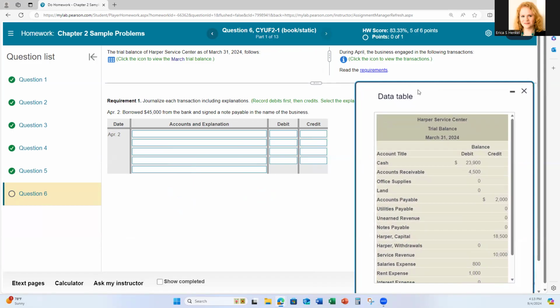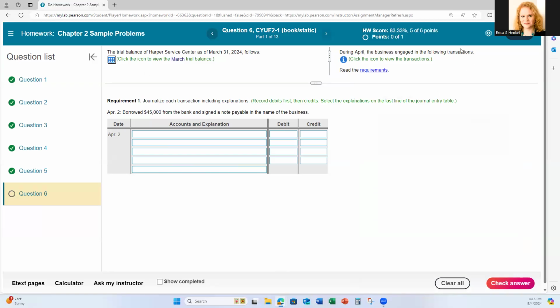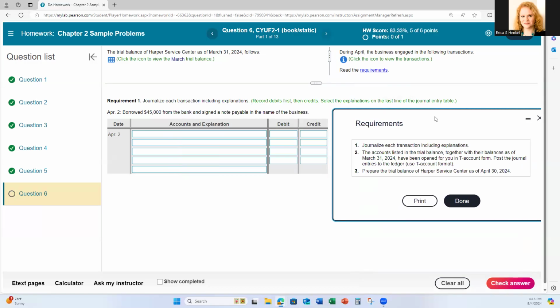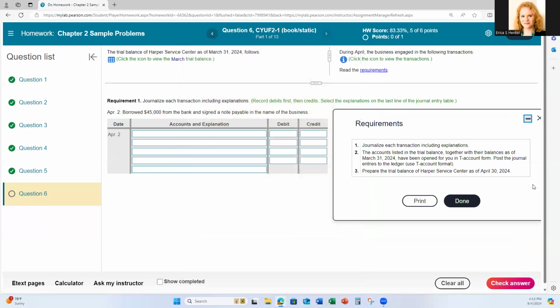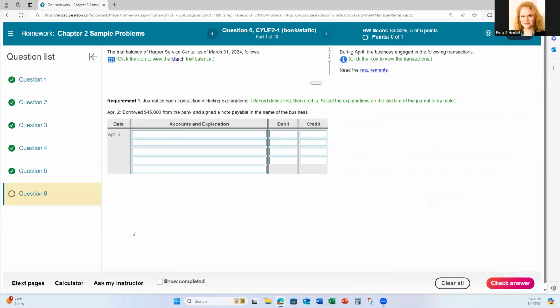Okay, so here we have a trial balance as of March 31st of 2024, right? This is the starting trial balance for this company. And then during April, they are undergoing a bunch of transactions, okay? So first, we're going to record all of these transactions through journal entries. I guess there's a list. They don't have them all listed on here. Okay, they're just going through them in here. So we're going to journalize a number of transactions, put them into T accounts, and then prepare the trial balance.